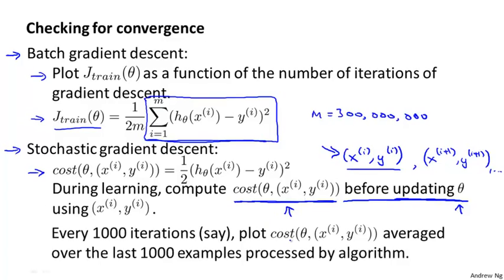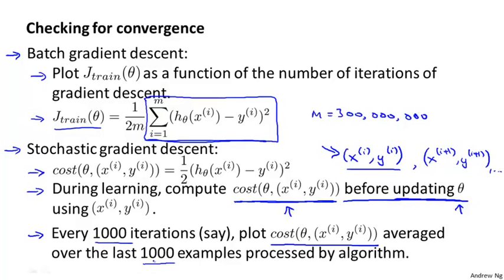Finally, in order to check for the convergence of stochastic gradient descent, what we can do is every 1,000 iterations, we can plot these costs that we've been computing in the previous step. We can plot those costs averaged over, say, the last 1,000 examples processed by the algorithm. And if you do this, it gives you a running estimate of how well the algorithm is doing on the last 1,000 training examples that your algorithm has seen.